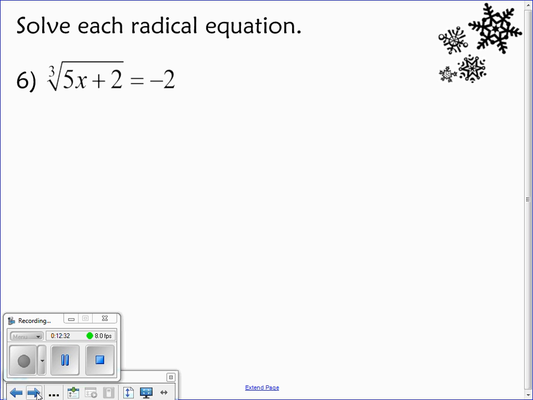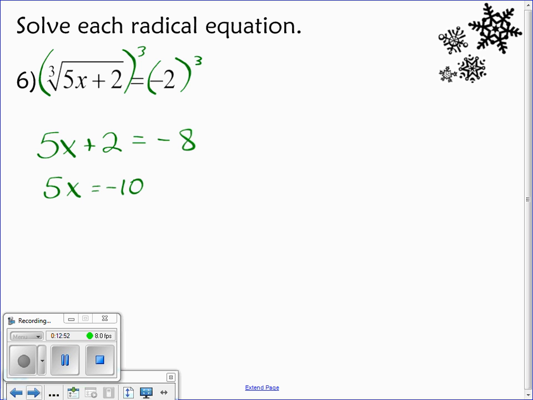Yeah, so this one is a cubed root. So we have to cube both sides. It's -8 on the other side. Yeah, so this is just going to be 5x plus 2 equals -8. Wow, cubing things was hard, right? Yeah. So 5x equals -10, so x equals -2.